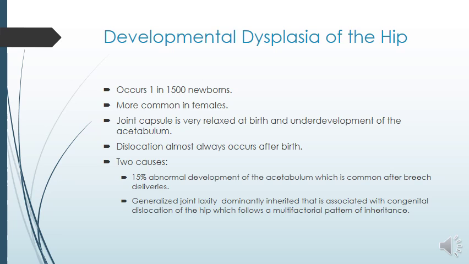Dislocation almost always occurs after birth, and there's 2 basic causes. 15% of the time there's an abnormal development of the acetabulum, which is common after breech deliveries. And also there's just a generalized joint laxity. This type is dominantly inherited, that's associated with the congenital dislocation of the hip, which follows a multifactorial pattern of inheritance. So it's 2 things happening in that case.